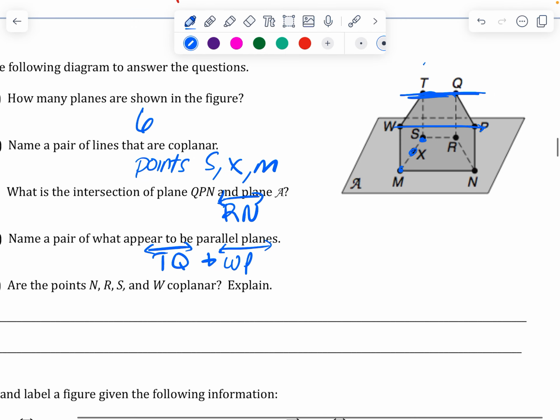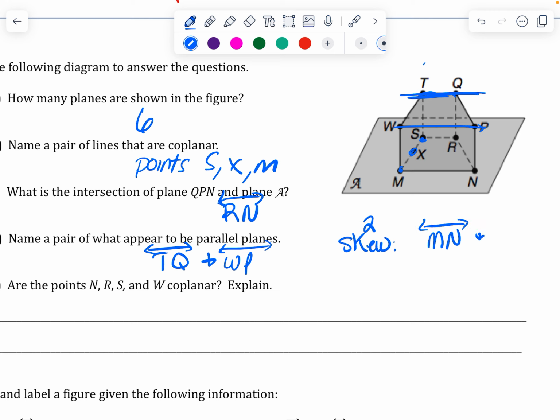Maybe pick two skew lines. Two skew lines would be like line MN and then maybe QR. So in the back they won't intersect.